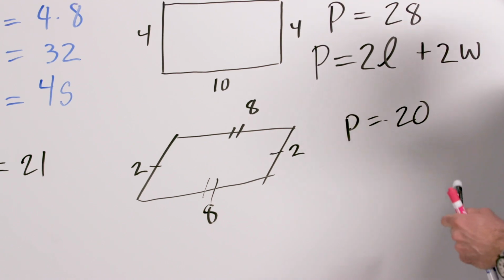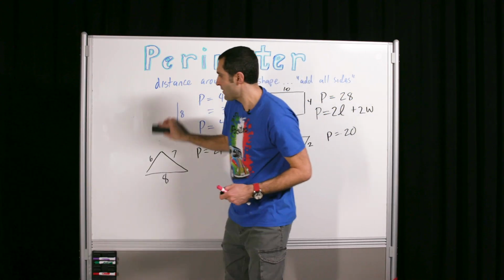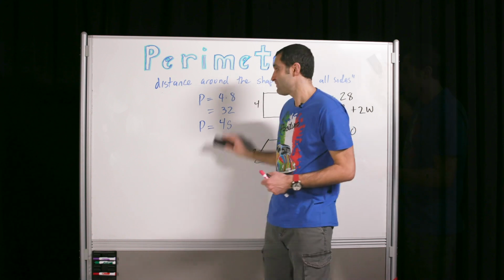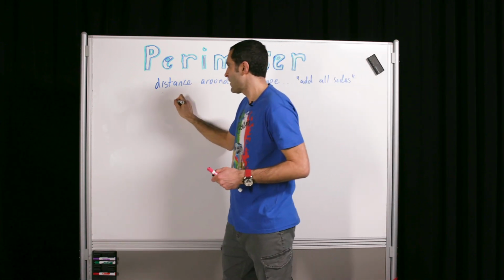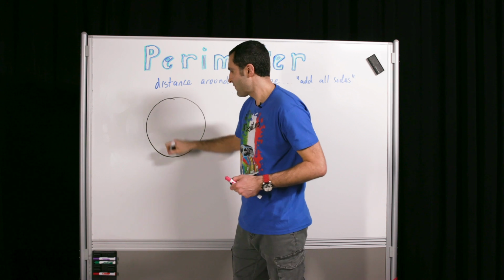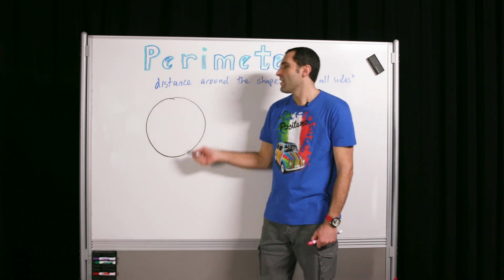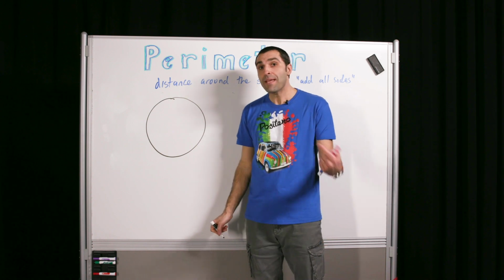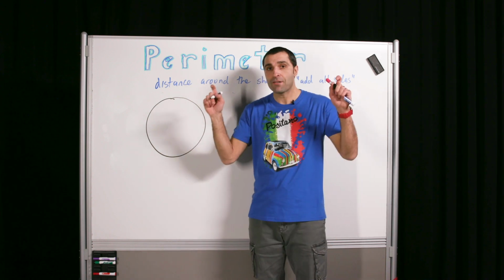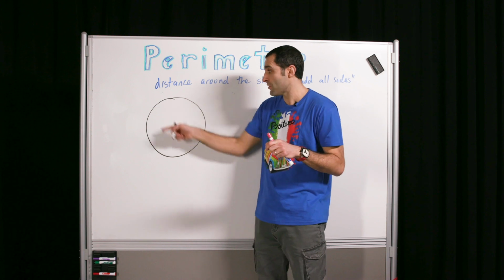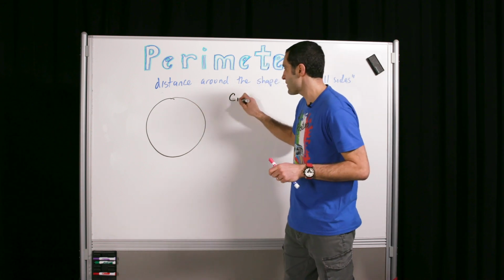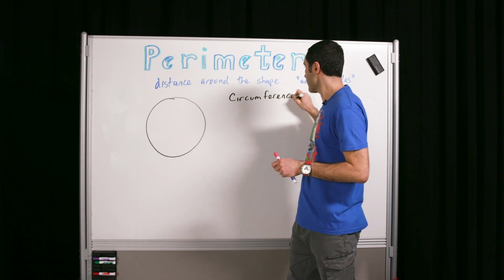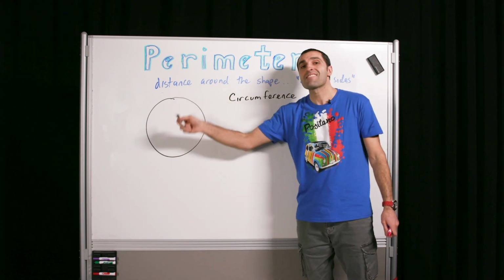Now let's get into another shape in which we're not calling it the perimeter. For many years, I was baffled as to why we don't call this perimeter as well. Maybe you know that the perimeter of a circle is called the circumference. The circumference of the circle is essentially the perimeter.